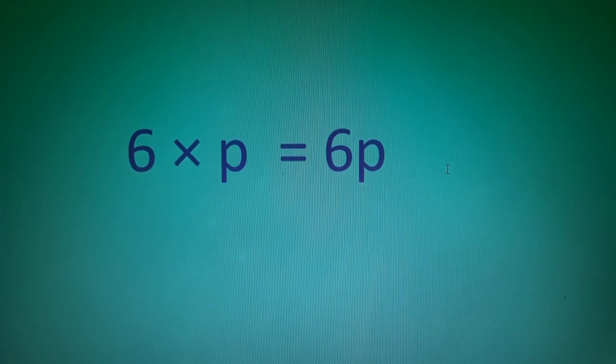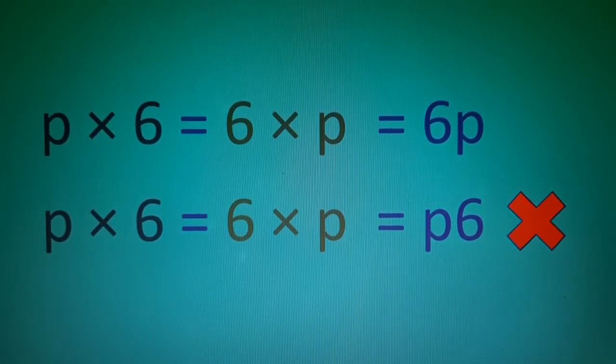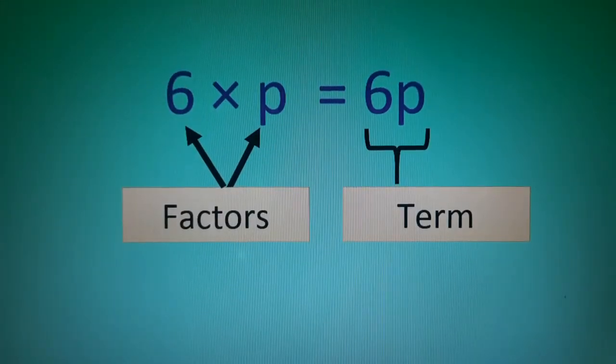6 multiplied by p equals 6p. But it is not p6. Please remember that we always write the coefficient in front of variable. In the previous example, 6 multiplied by p equals 6p. The numbers that we multiply are called factors. So 6 and p are factors. 6p is the term.